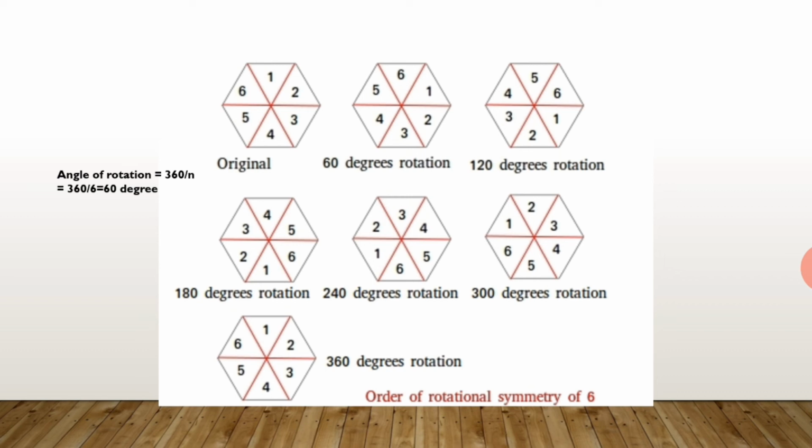What about the next one? At 240 degrees and 300 degrees also, it coincides with the original image. What about this 360-degree rotation? Again, this hexagon coincides with the original image. If we are counting, leave this original image and count all the other hexagons. How many are there? 1, 2, 3, 4, 5 and 6. So, 6 times it rotates within 360 degrees to coincide with the original image. So, the order of rotational symmetry of a hexagon is 6. Okay? Yes.